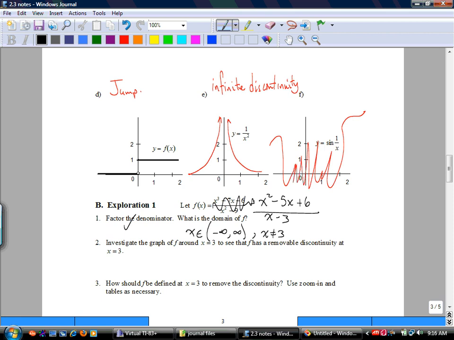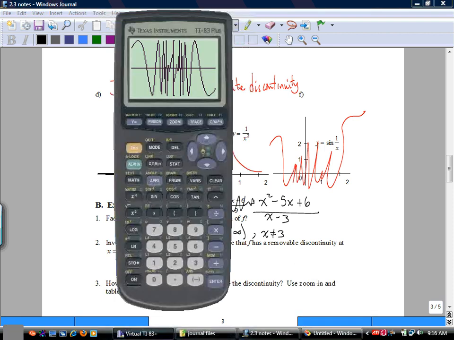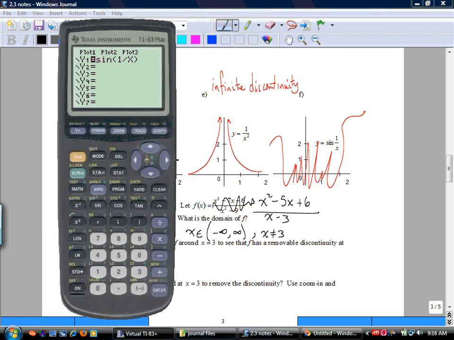Okay, throw that in your graphing calculator. What I want you to do is to trace around the number 3. We can decide what kind of discontinuity it has by looking at the graph around the value of 3. Yeah, but I'm pretending that we're not doing that. So just hang on. You're doing something later.